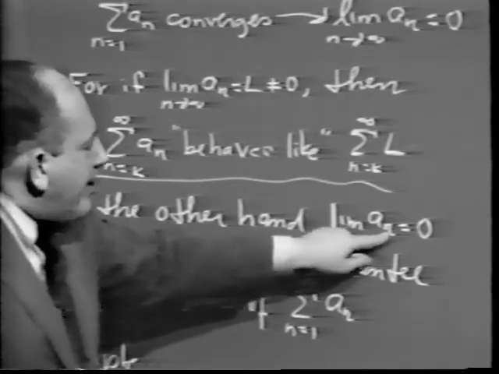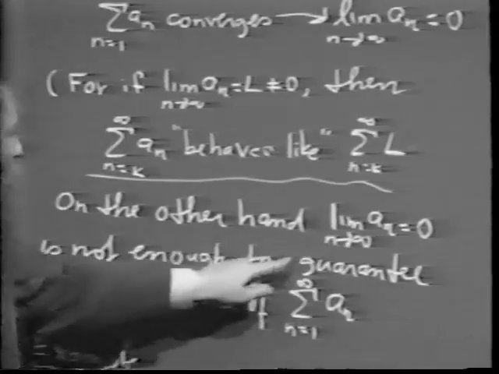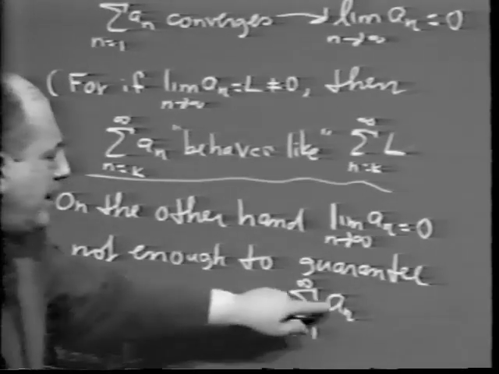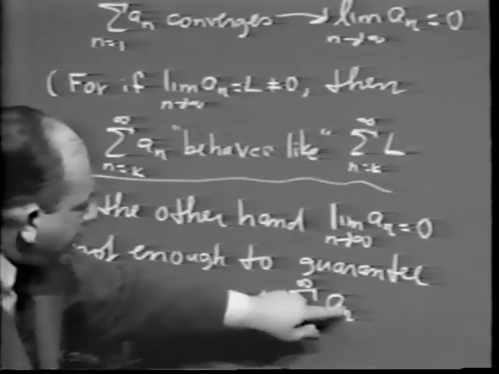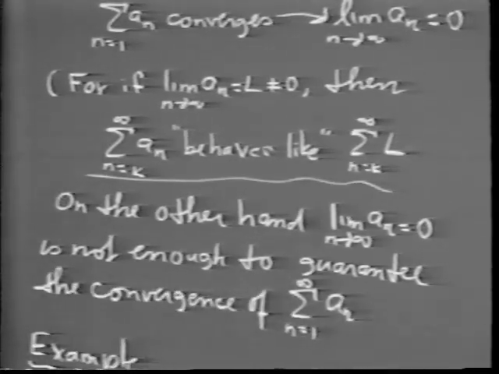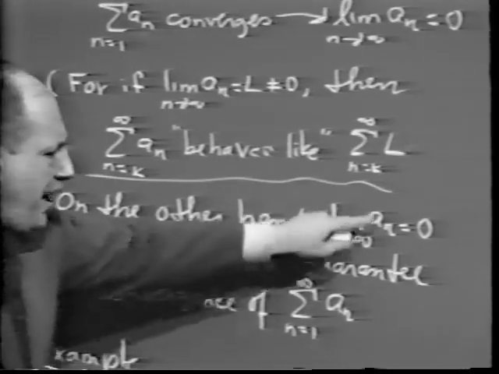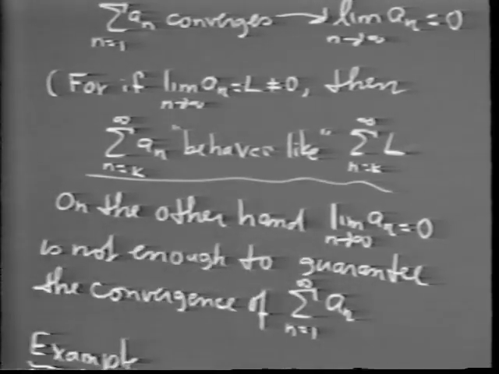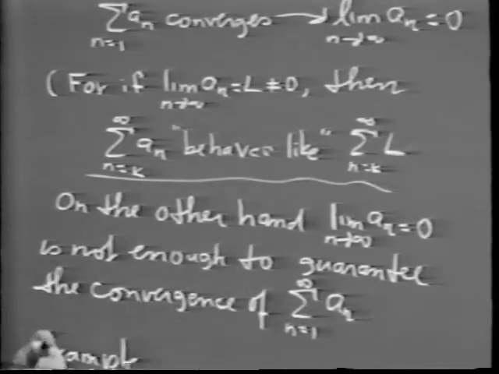You see, as these terms approach 0, when you start to add them up, it may be that they're not going to 0 fast enough. In other words, notice that the terms are getting small, but you're also adding more and more of them. On the other hand, the limit of a sub n as n approaches infinity equals 0 is not enough to guarantee the convergence of this particular sum.